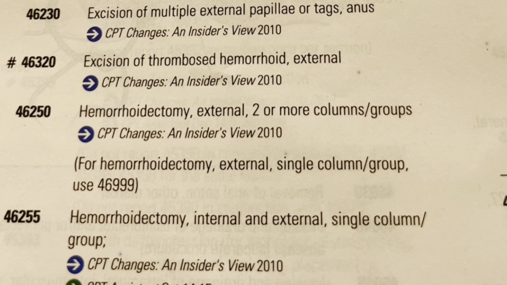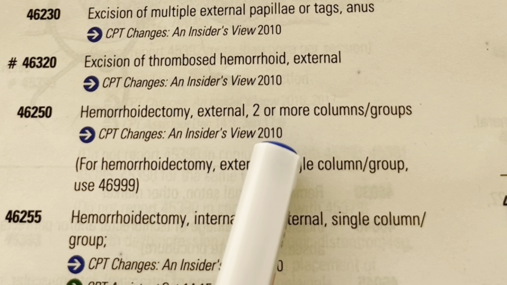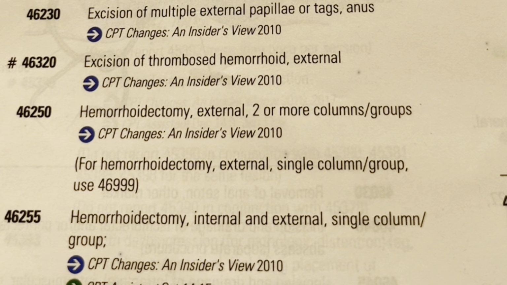So here the first option, 46250. We have four options, 46250, 255, 221 and 948. So let's look into all those codes. 46250, it's here. 46250: hemorrhoidectomy, external, two or more columns or groups.